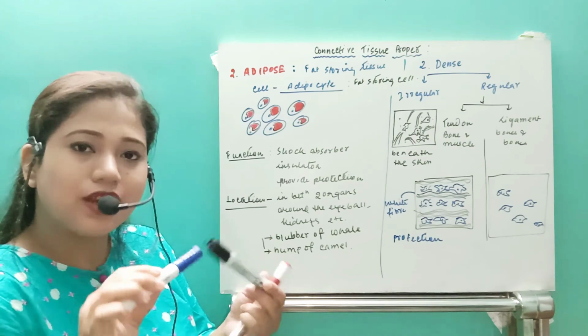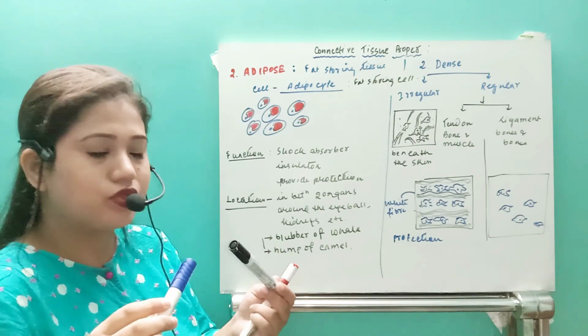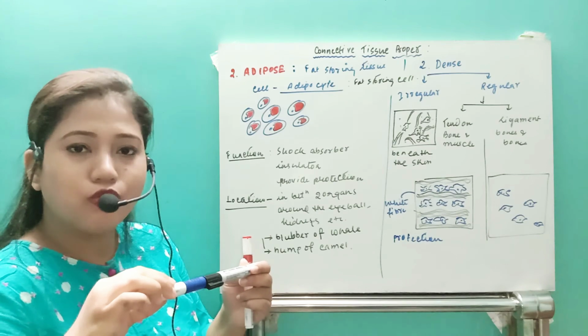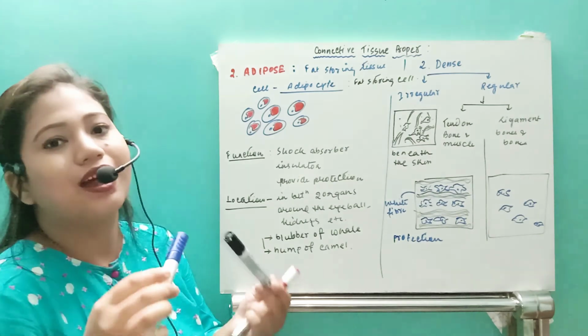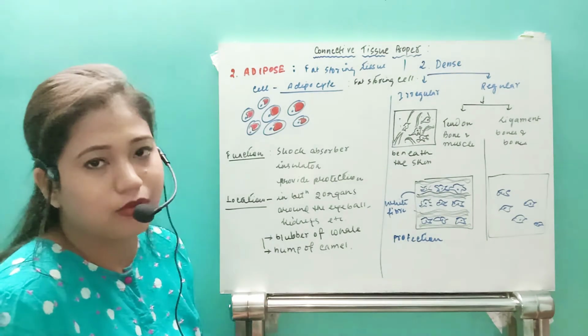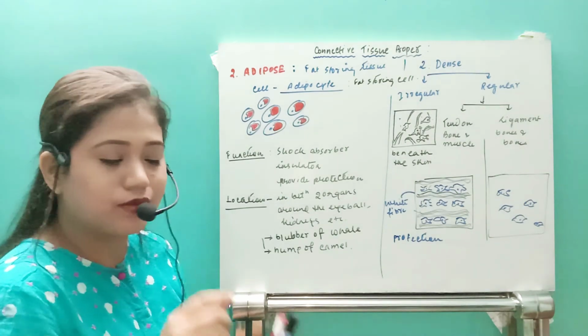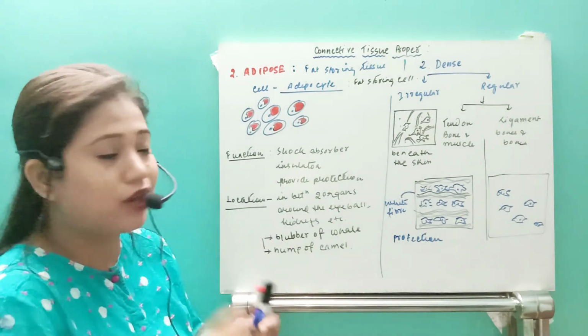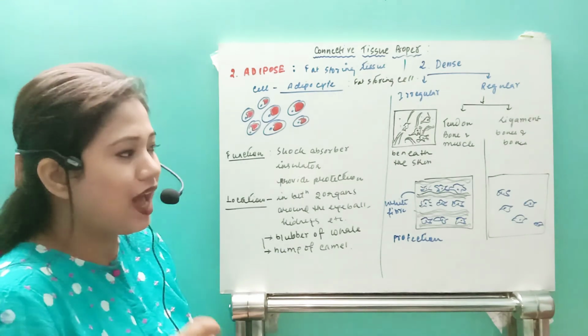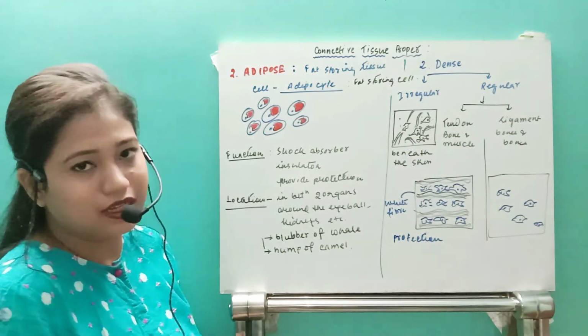Then is it possible that we can bend or move the bones? No. In between the bones, the connections should be elastic so that the bones can be movable. Okay, we are able to move the bones. How is it possible? Because in between the bones, we have the ligament, and ligament is elastic in nature.